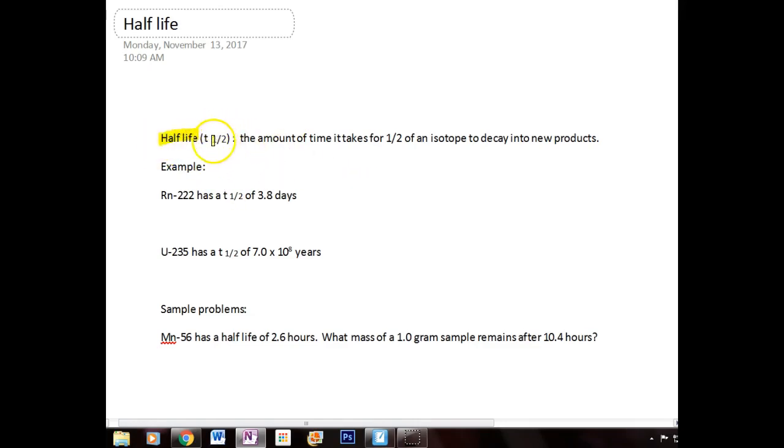Now, half-life does have a symbol. Half-life has the symbol of T1/2. Sometimes it's written T1/2. They mean the same thing, or half-life. And the definition, and you should write this down, is the amount of time, time being the trick here, the amount of time it takes for half of an isotope to decay into new products. Half of an isotope to decay into new products.